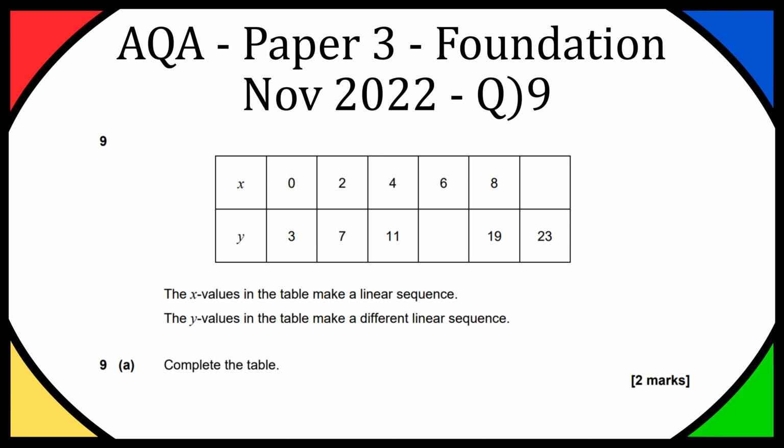And for question 9a, it asks us to complete the table, and it's a 2-mark question. So let's try and complete the x values first. So we have one blank for the x values, and if we look from 0 to 2, 2 to 4, 4 to 6, 6 to 8, you can see that it's a +2 each time. So we can see there's a trend of +2. So if we want to go from 8 to fill in the blank, it's going to be 8 plus 2, which is 10. So the answer for the top line is going to be 10, and we can see it's increasing by 2 each time.